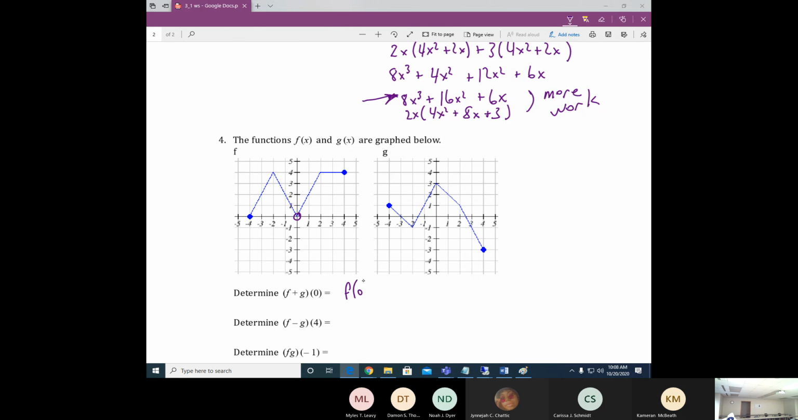So that's basically f of 0 plus g of 0. Well, f of 0 is 0. G of 0 is 3. Therefore, 3. So all I do is find based on my input. Remember, this is my input. This is my x. So whatever's in the parenthesis, I look along that line for my input at that point.